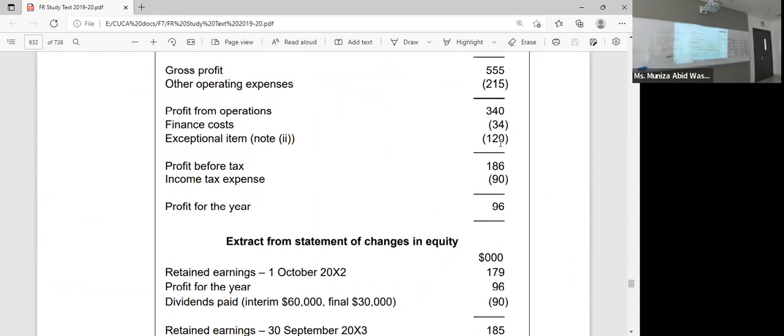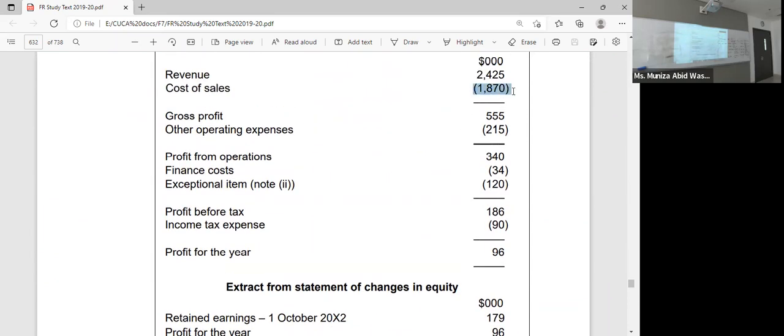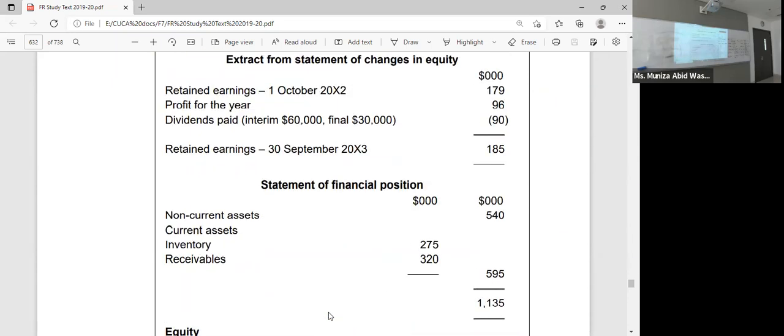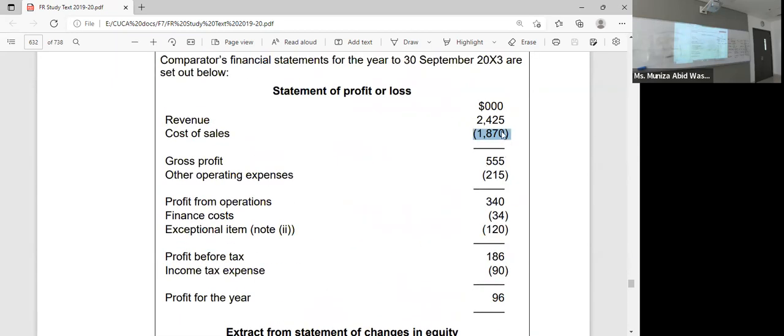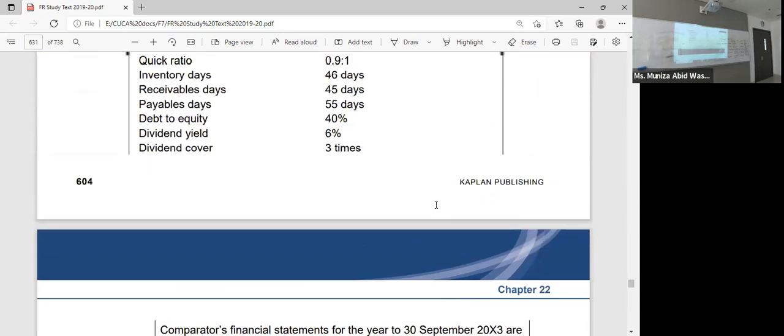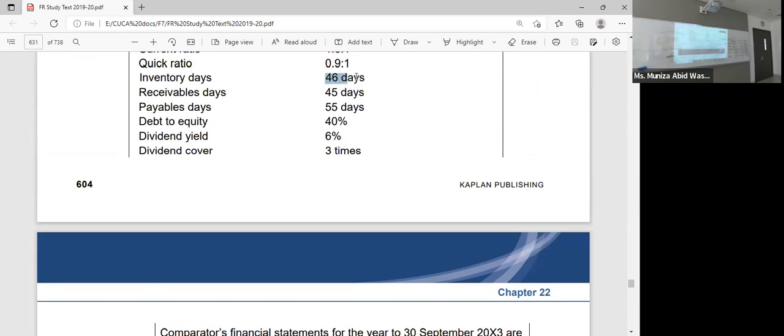Inventory days is inventory divided by cost of sales. Cost of sales is 1875. Since they have not given us the breakdown of the cost of sales, we have to take this full figure. So inventory is how much? 275 divided by 1870, multiplied by 365. Have you done? 54 days, which is a very large number of days. Inventory days for the industrial average is 46.